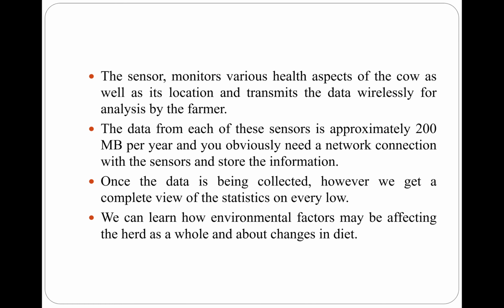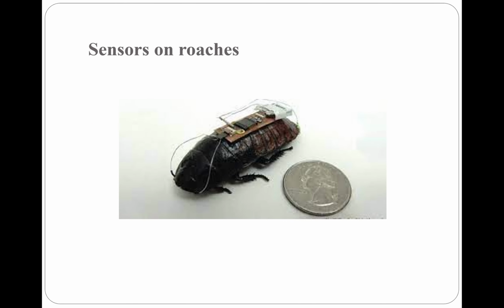Then sensors and roaches. Why sensors and roaches? Suppose there is a building collapse or earthquake. We can't save people directly, but we can send roaches with a sensor backpack on their back. They travel into the collapsed building, and it lets us hear if any persons are crying or seeking help. We can come to know that, rush to that place, and save that person. So these are the different advantages of IoT.